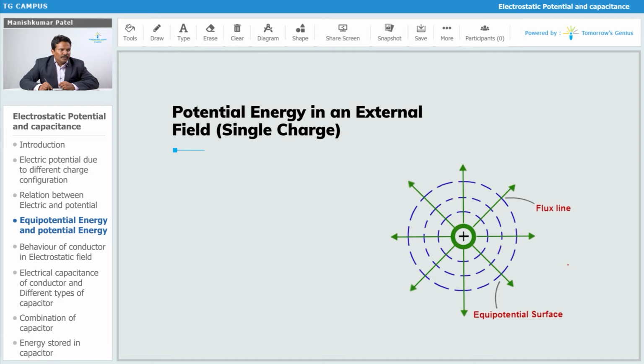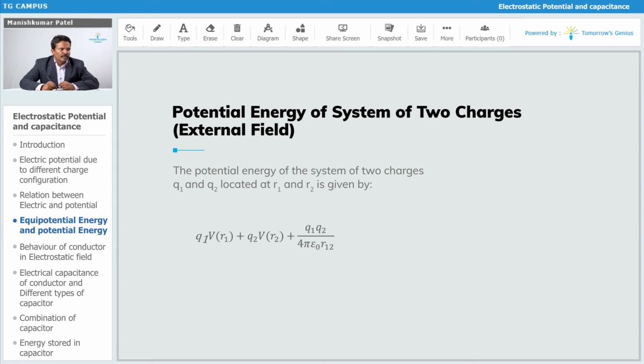The same thing you can see over here. This is the source charge, which is going to produce the external electric field. And whenever you have to bring some external charge into the vicinity of this, you have to do some work. That work done is saved in the form of energy.